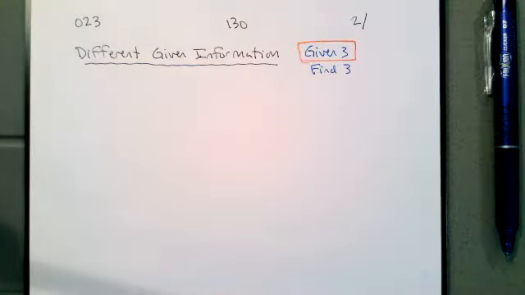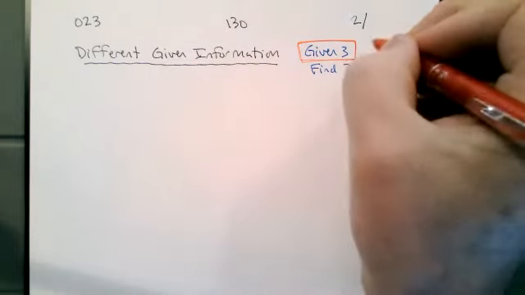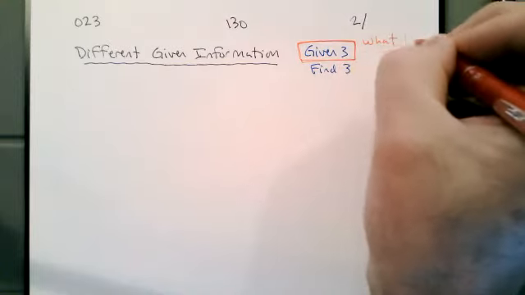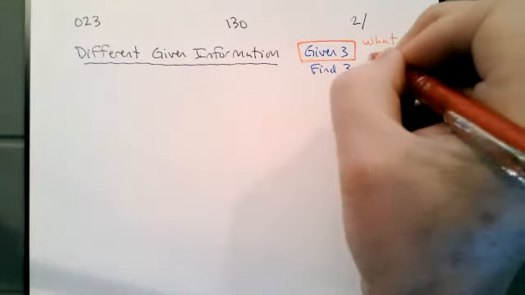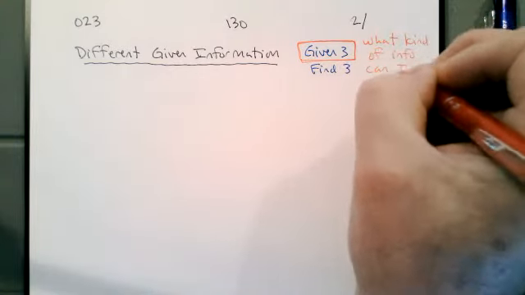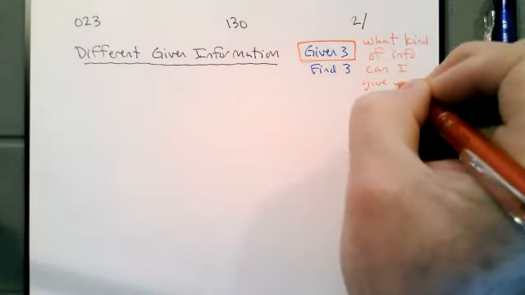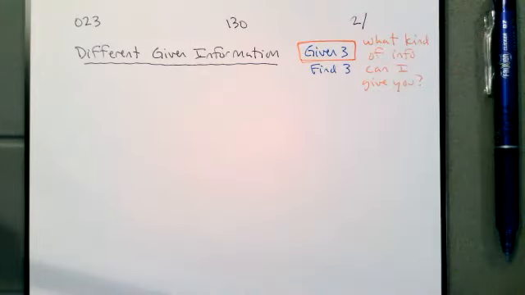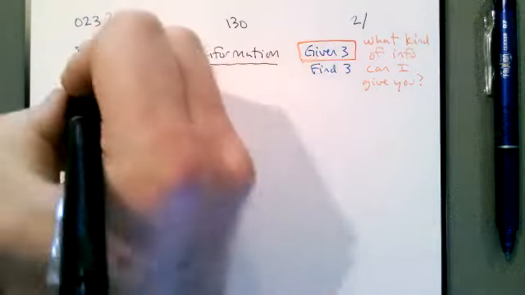So this is, what kind of information can I hand you in a problem? So that's what we want to talk about today. What kind of information can I give you? And in the category of right triangles, there are 2 things that I might do. So right triangles.